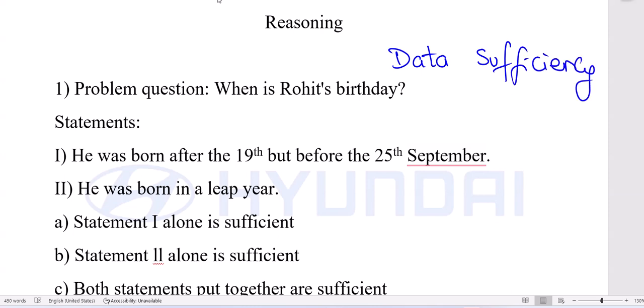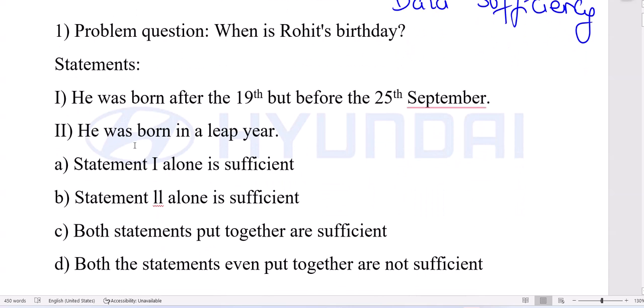So to answer the question, what is the data we required? So statement one alone, statement two, always we have to try alone. One alone, two alone, we have to try. If not possible, then only we have to go for together. So when is Rohit's birthday? To answer that question, statement one alone, what is it possible?